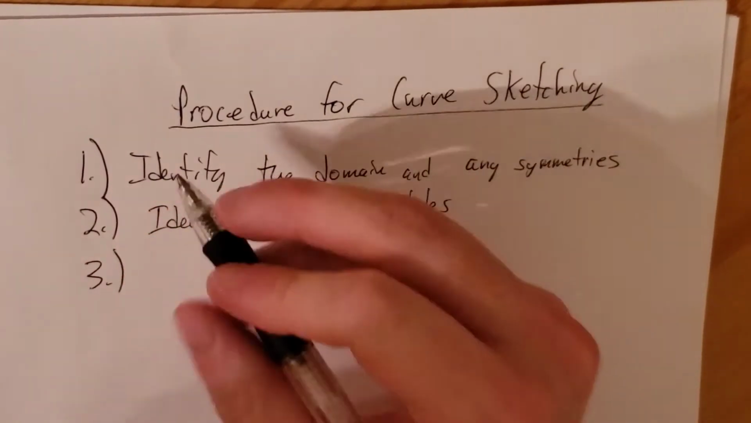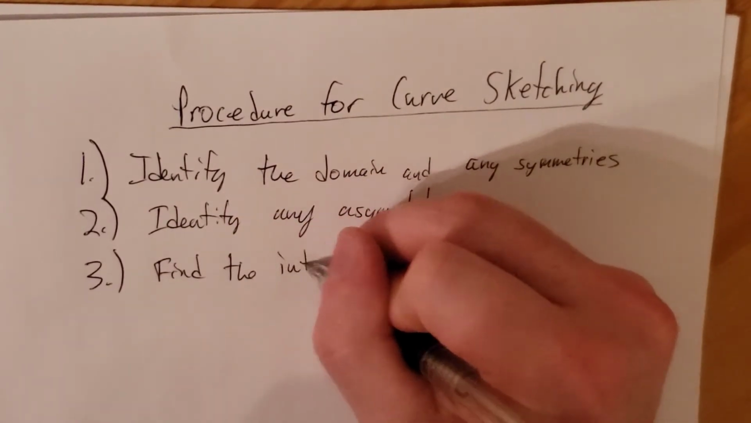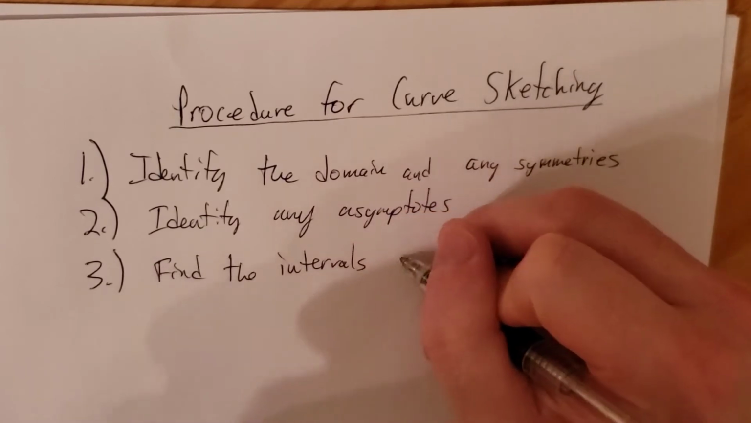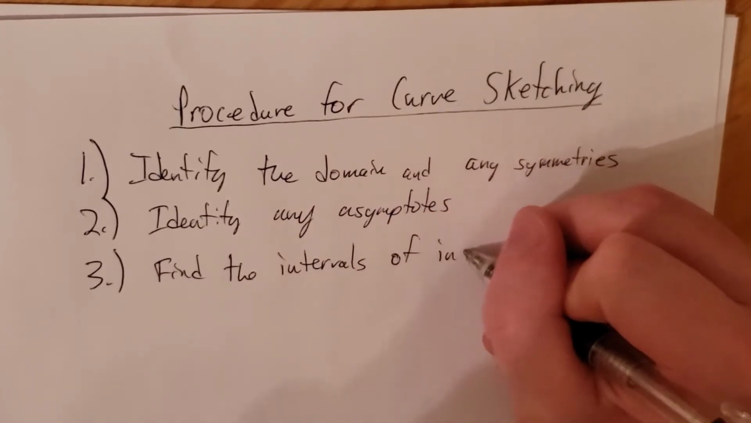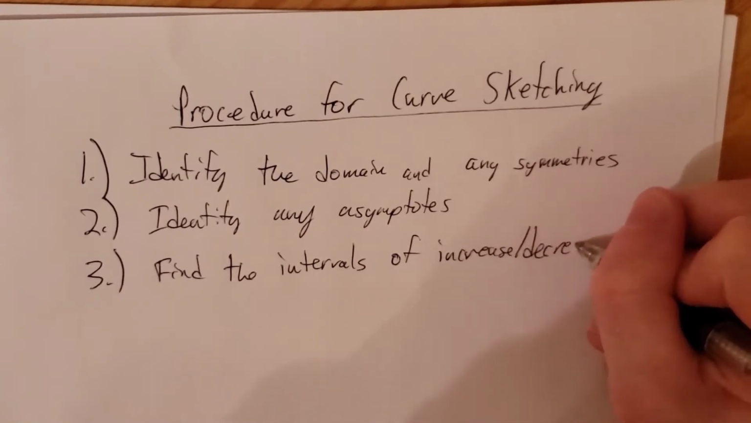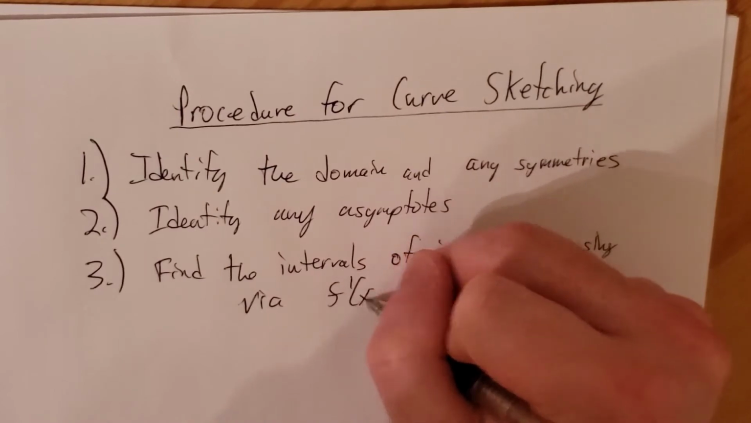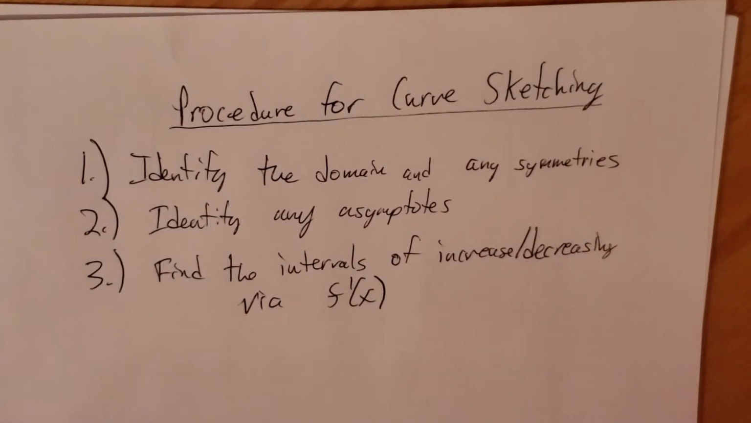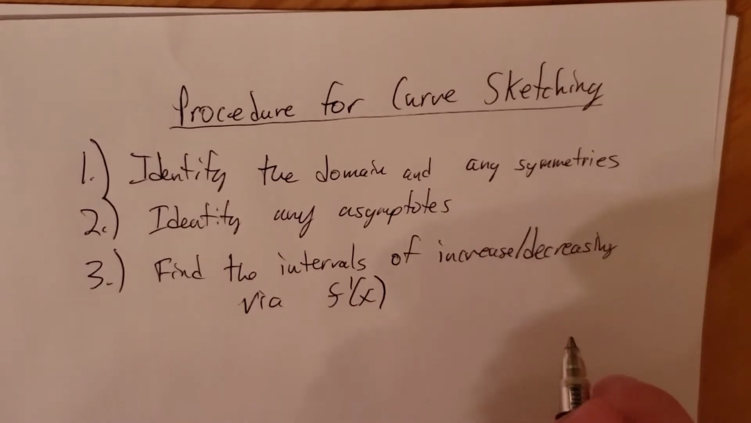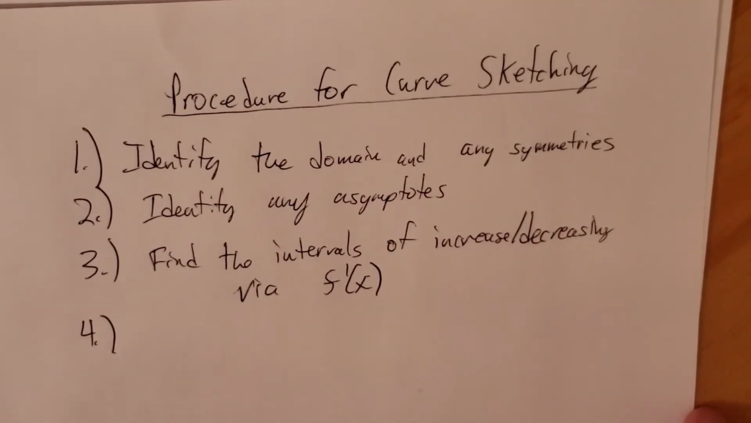The third thing you should do is find the intervals of increase or decrease. So find where your function is increasing or decreasing. And you do this by finding the first derivative and evaluating the first derivative on intervals separated by our critical values. That's something we did in a previous video.